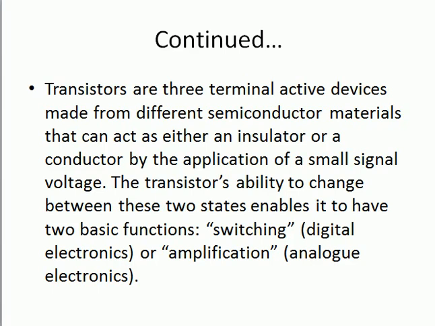Transistors are three-terminal active devices made from different semiconductor materials that can act as either an insulator or a conductor by the application of a small signal voltage. The transistor's ability to change between these two states enables it to have two basic functions. First is switching, and the other is amplification. When we talk about switching, here comes digital electronics, because in switching we have off or on conditions, so logic high or logic low. That's why we say here comes digital electronics.